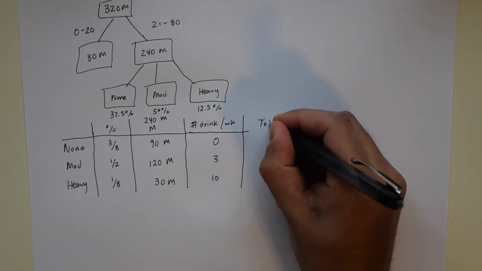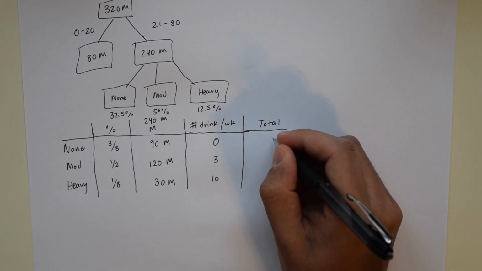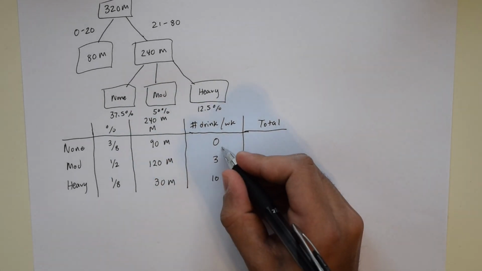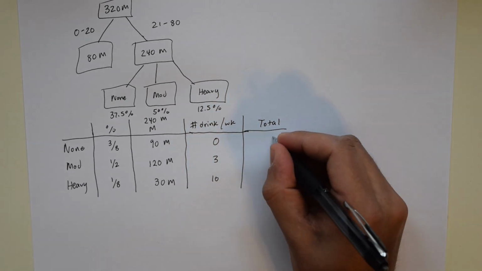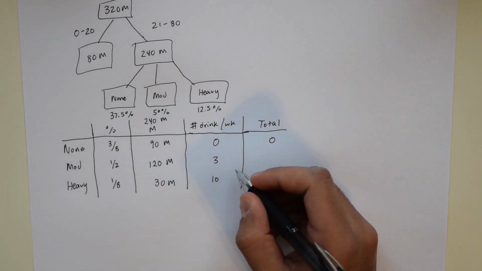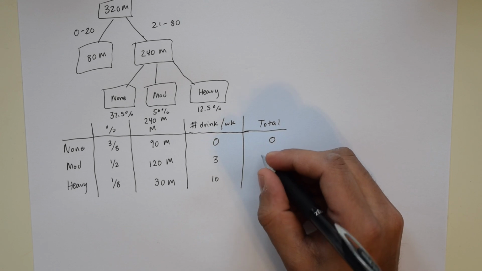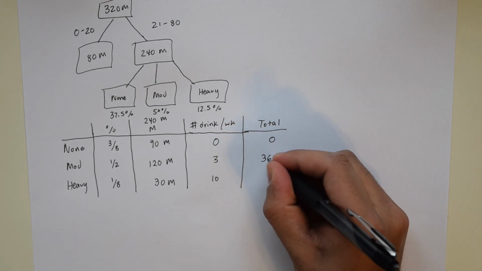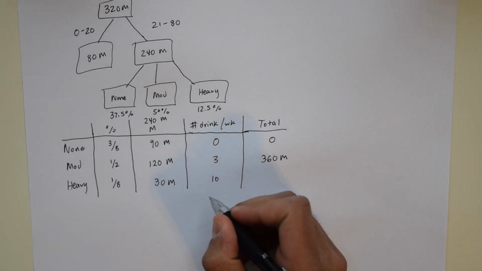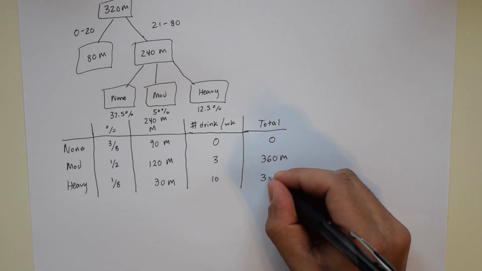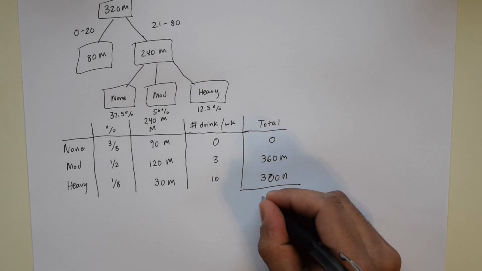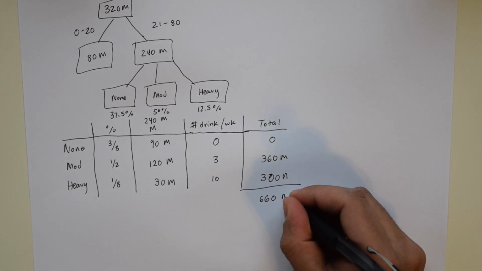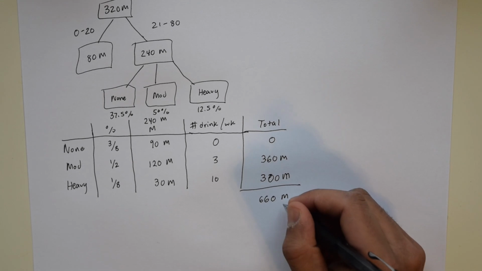So now we're going to calculate the total number of drinks per week. To do that, we multiply the population by the number of drinks per week. So 90 times 0 is again 0. 120 times 3 is 360. It's 360 million. And 30 times 10 is 300. It's 300 million. Now, summing this up, we get a total of 660 million drinks consumed per week in this population.